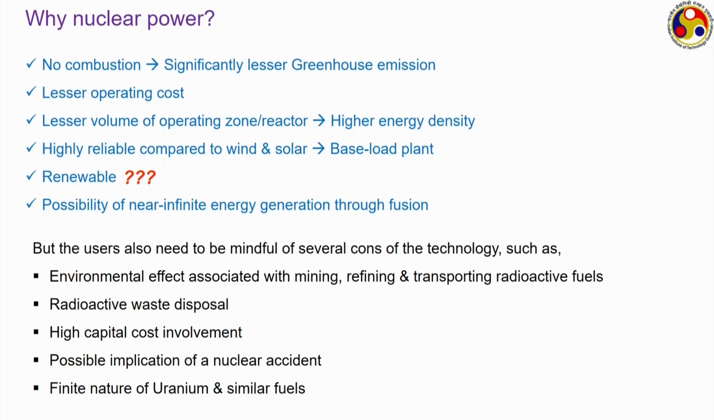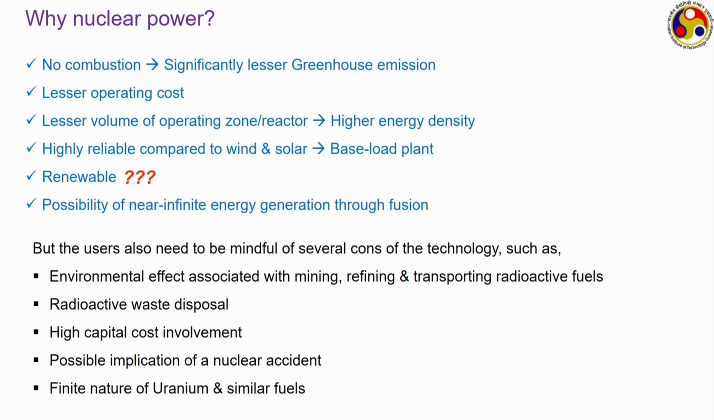But everything is not rosy about nuclear power, because there are several factors that we need to be mindful of, like the environmental effect that everyone discusses. It is particularly with the handling of radioactive fuels, mining, refining and transportation of the same. There is the possibility of radiation hazards. In module number 10, we shall be discussing radioactivity and radioactive hazards and possible ways of protecting ourselves from that. The radioactive waste disposal, the topic of the last module, is another very highly debated topic.